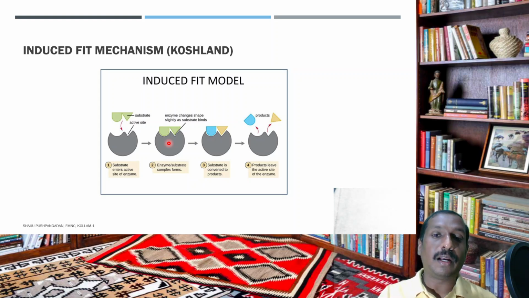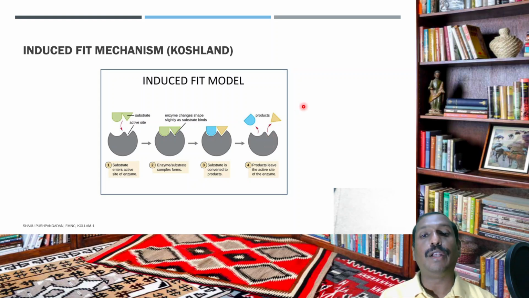The substrate is coming and it is inducing the enzyme to change its active site in order to accommodate the substrate. So the enzyme is changing, or forced to change, the conformation of its active site so that the substrate can bind properly with the active site of the enzyme. So the enzyme substrate complex is formed. Then normally the enzyme will lower the energy of activation so that the substrates will bind with each other, forming the product. The products are removed and the enzyme will remain as such with its normal structural configuration.